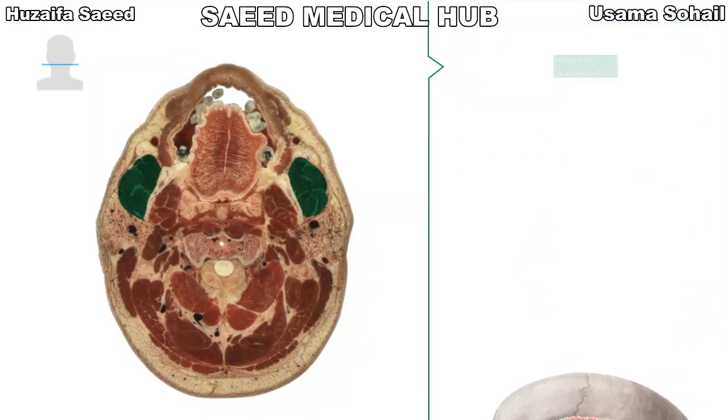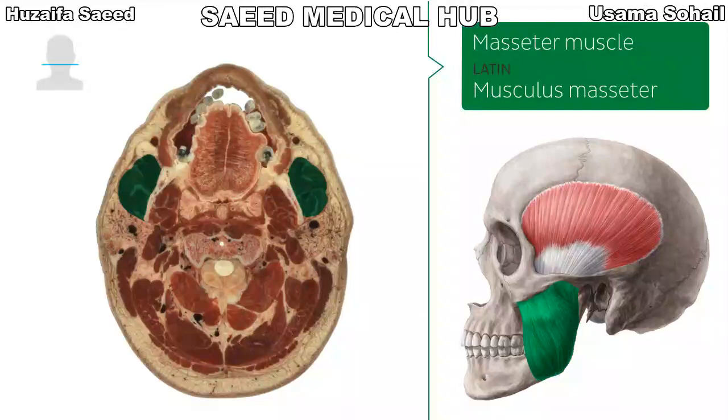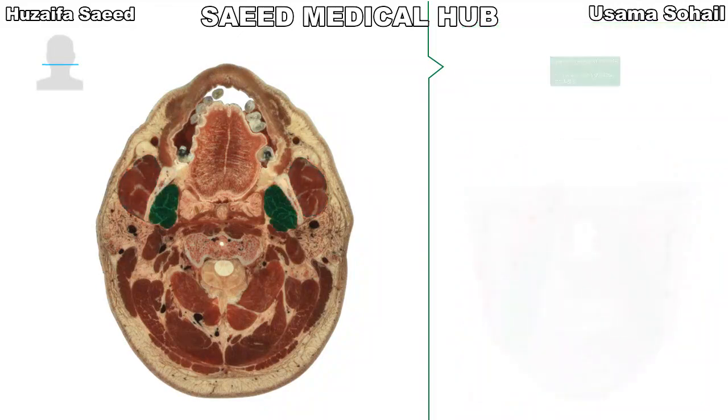Posterolateral to the Buccinator muscle is the Masseter muscle, which we can see here highlighted in green. This muscle of mastication is located on the lateral aspect of the face, over the ramus of the mandible. If we move medially, we can see the medial pterygoid muscle.